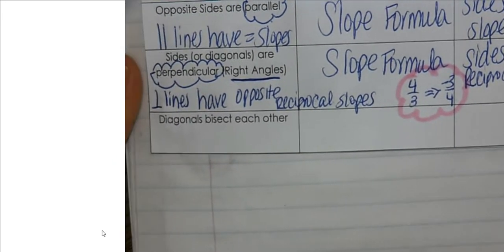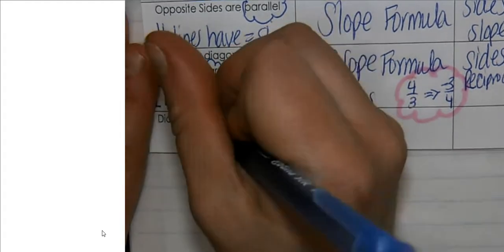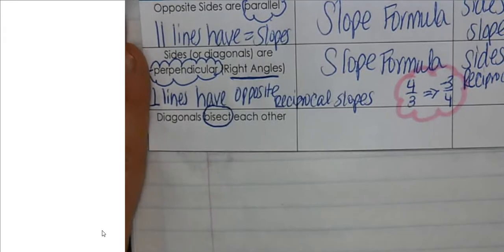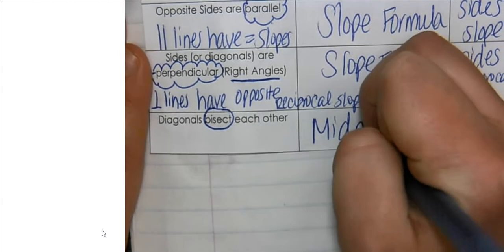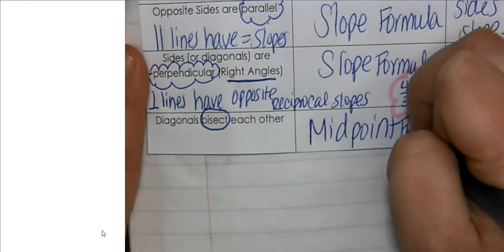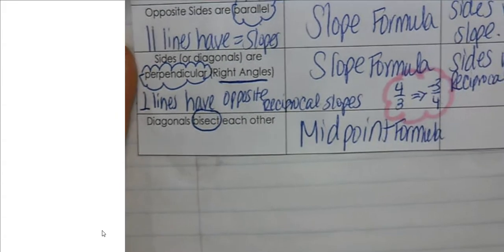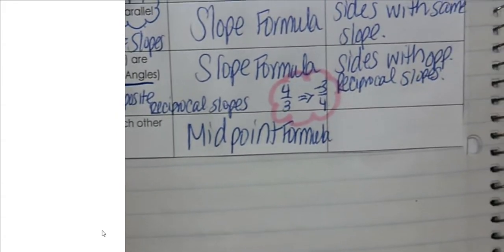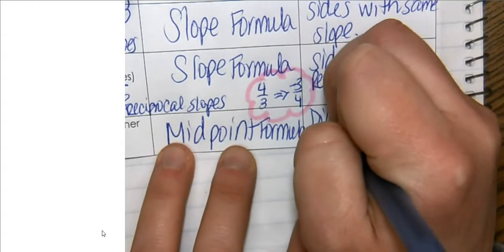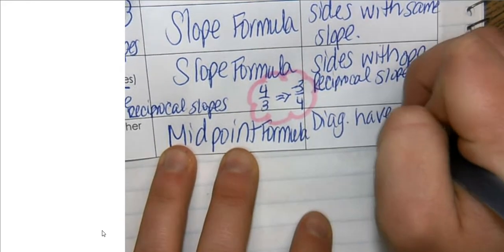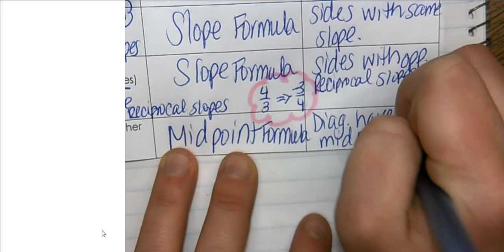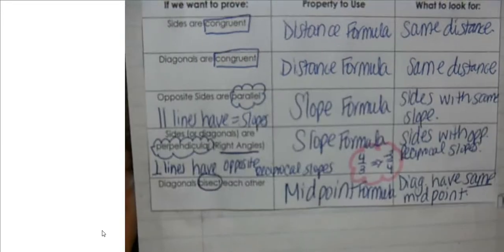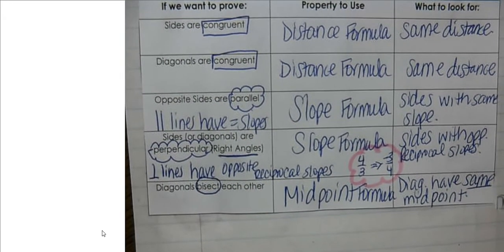And finally, if you see the word bisect, like diagonals bisect each other, that means that they have the same midpoint. So we're going to be working with the midpoint formula. And what you want to look for is diagonals with the same midpoint. So deciding what formula you should use just depends on what is being asked of you.